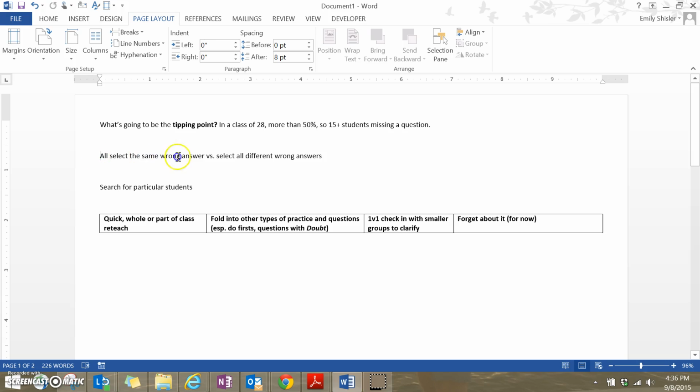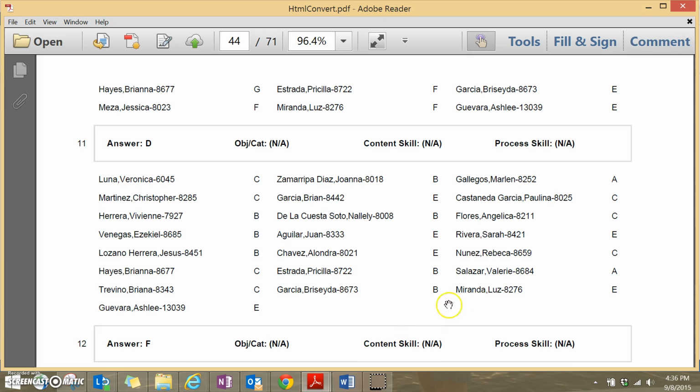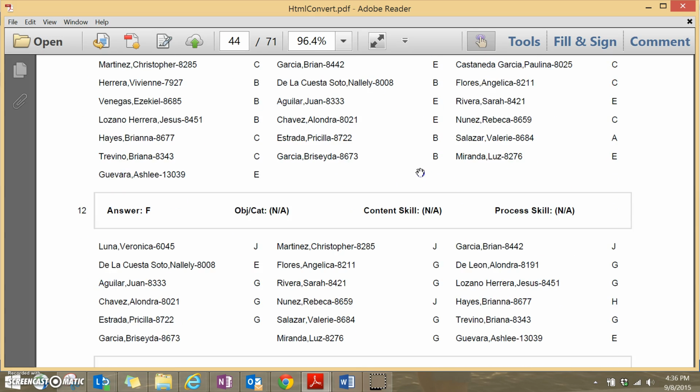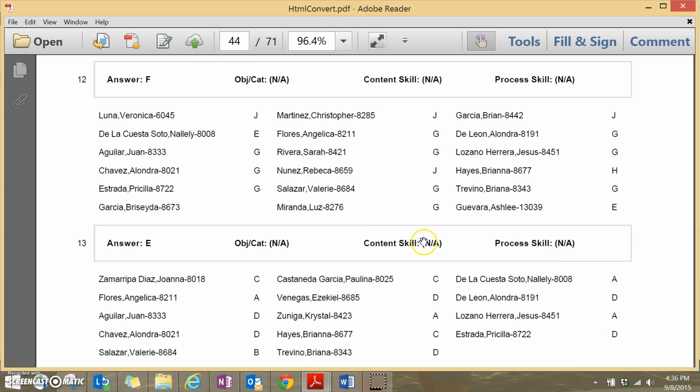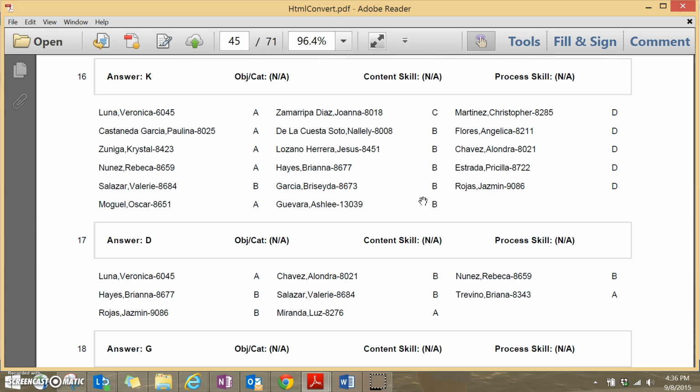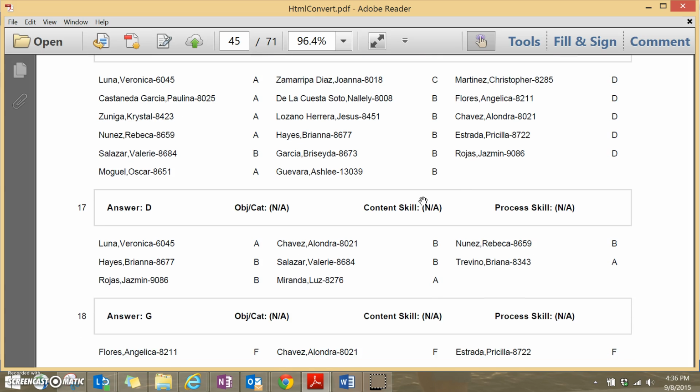One other thing you might want to think about too is whether all of the students selected the same wrong answer or they selected totally different wrong answers. There might be a guessing component here. So when I'm looking at number 11 where the answer is D, I noticed that kids picked C and B and E and even A, so the wrong answers are totally spread across the board, meaning they don't know whatever that question is asking. That is a new skill or new information or something I taught wrong already in the beginning of the year, I don't know.